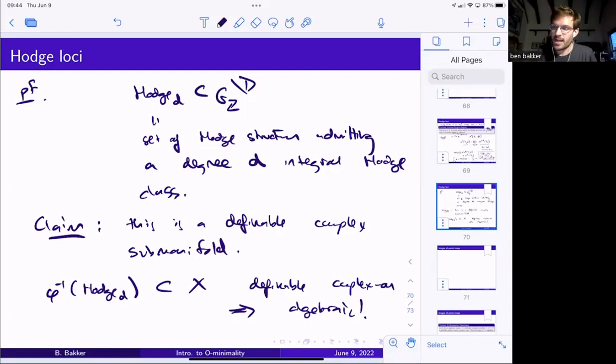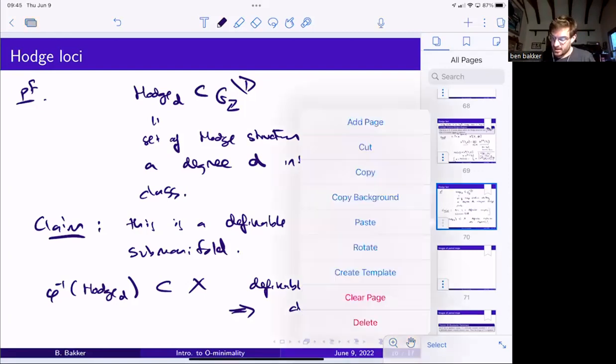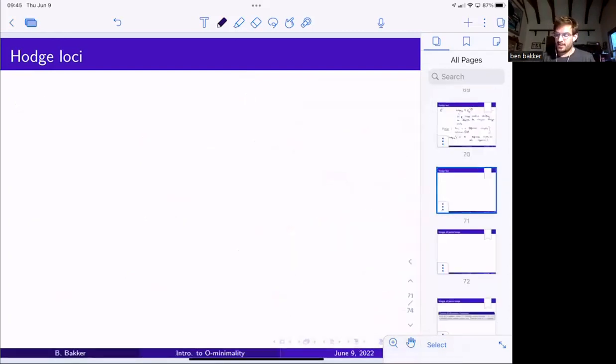Okay? And so running that argument requires some ability to say what it even means for these functions to be tame on D mod GZ, and that's where the definable structure comes in. That's telling you what functions have good asymptotics. Okay. And I won't go into too much detail about this claim, except to say that it's basically obvious once you know a little bit more about how Hodge classes work.